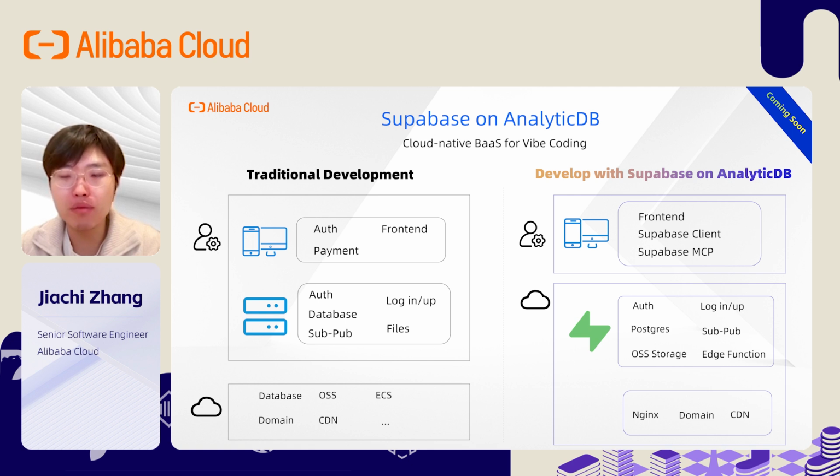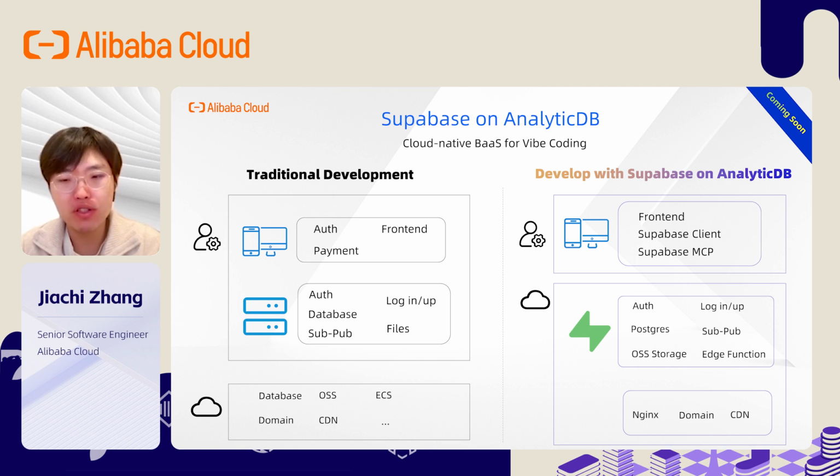Traditionally, the development teams have to maintain auth, databases, storage, and edge functions separately. Then they also have to manage engines, domains, and CDNs. With AnalyticDB Supabase, these pieces come pre-integrated: a Postgres-compatible database, secure auth and login, as well as file storage and serverless edge functions, all behind a managed gateway. Your front end connects through the database client and MCP server, and the platform handles scaling and reliability.